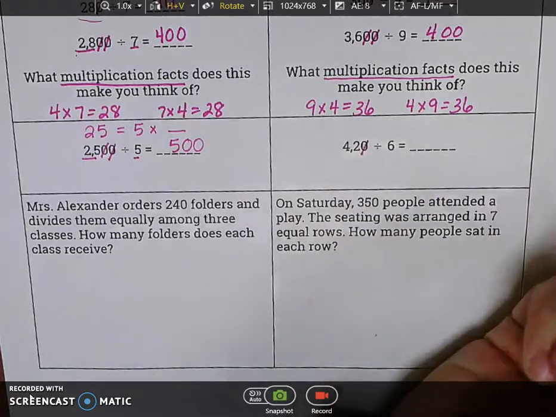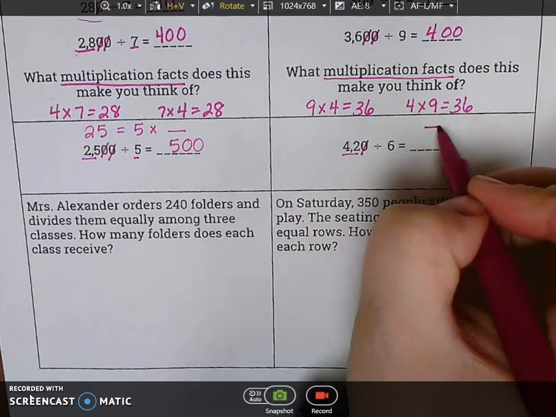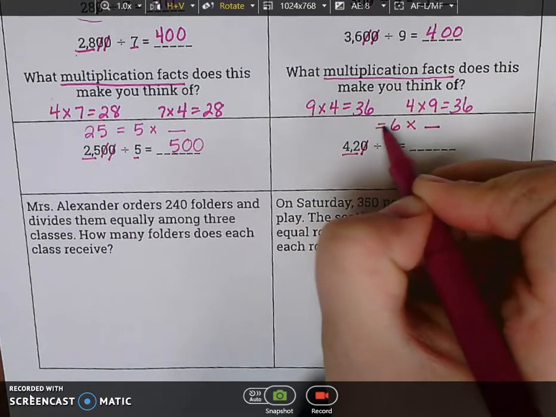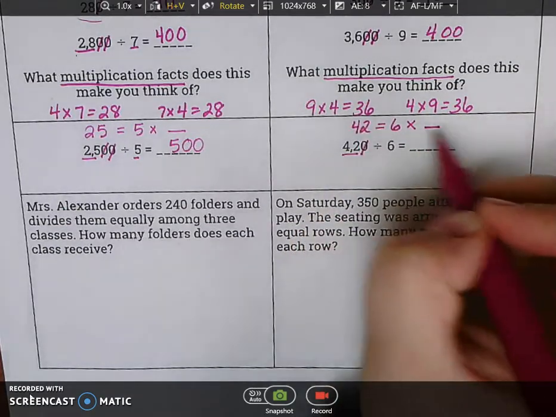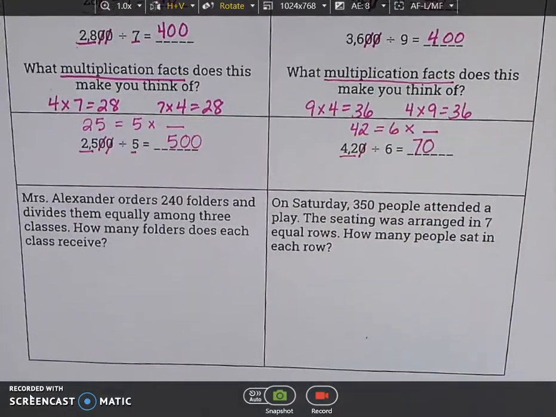So look here, cancel out that 0. 42 divided by 6 equals. So again, I'm thinking, what number times 6 equals 42? And in this case, that would be 7. Don't forget to add that 0 back on, 70.